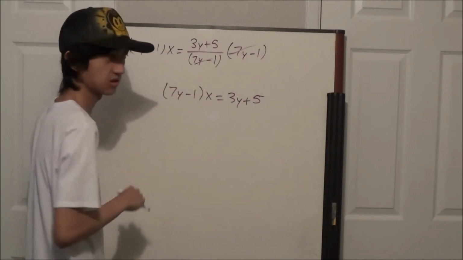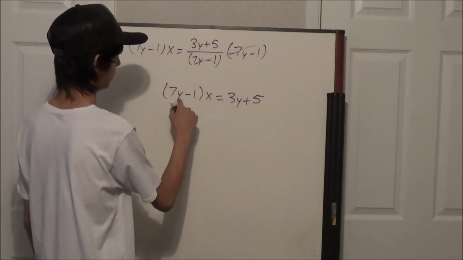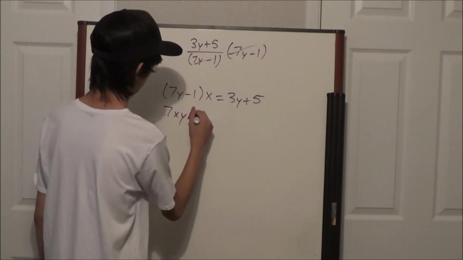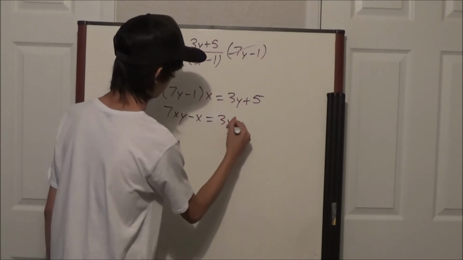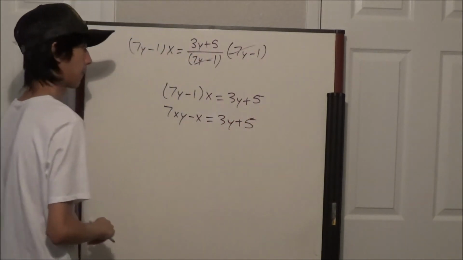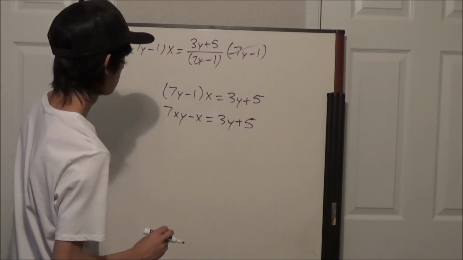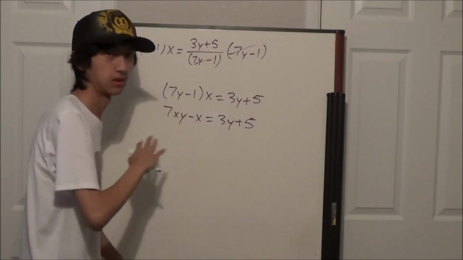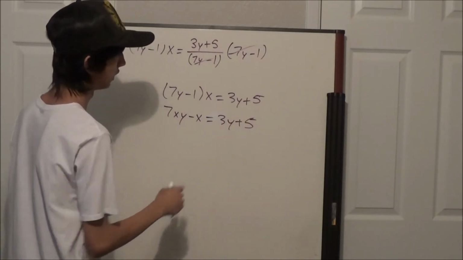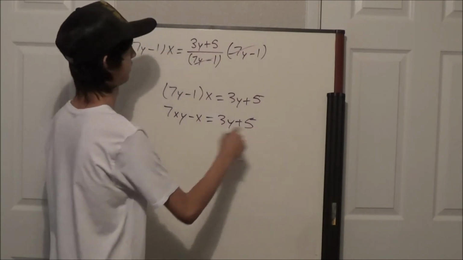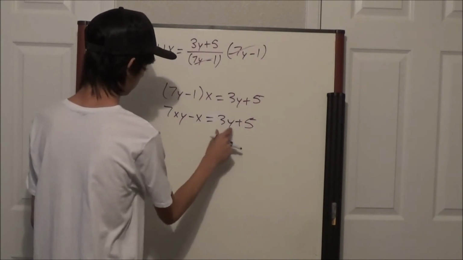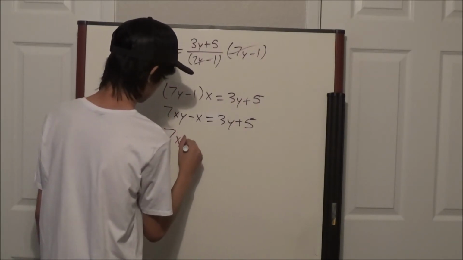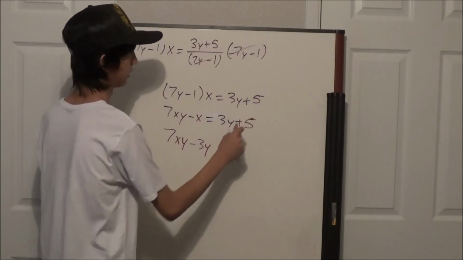So we're going to distribute x. x times 7y is 7xy, x times negative 1 is negative x, equals 3y plus 5. Now, because we're solving for y, we need all the y's on one side and all the terms that aren't y on the other side. So I'm going to subtract here, and then add this to the other side.